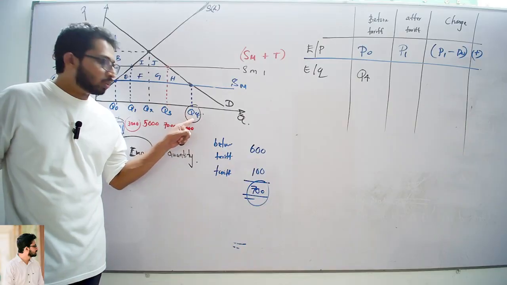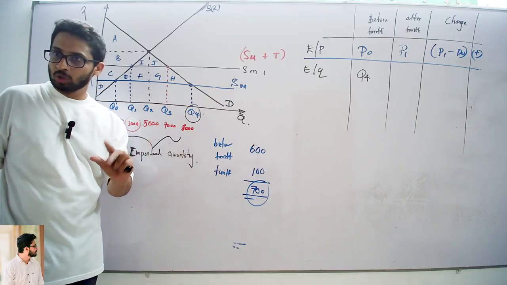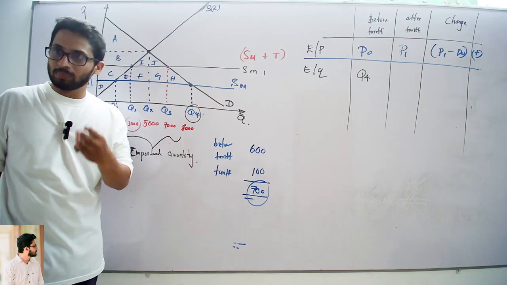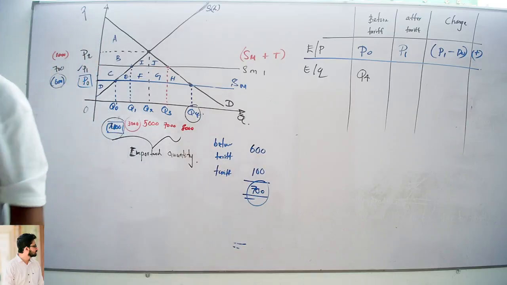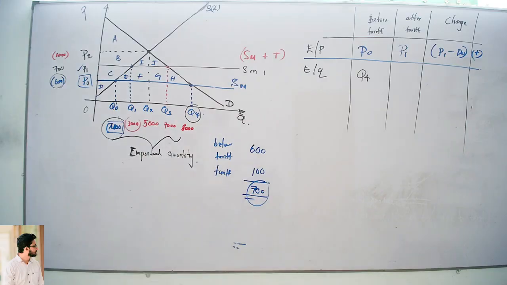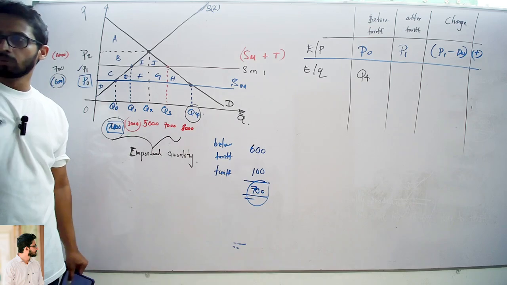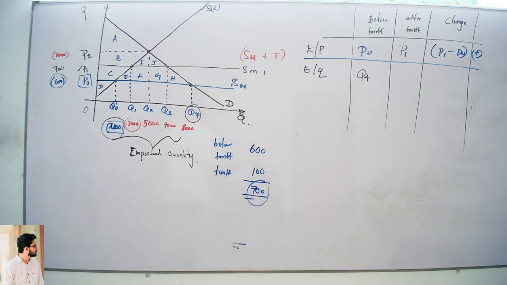These Q4 quantities are supplied by two different parties: the domestically produced part and also the imported part. But at the end of the day, Q4 units are sold in the market. Are you okay with this? After the tariff, how many units are being demanded or actually sold in the market? Sandeep? After the tariff, we have the P1 price again.